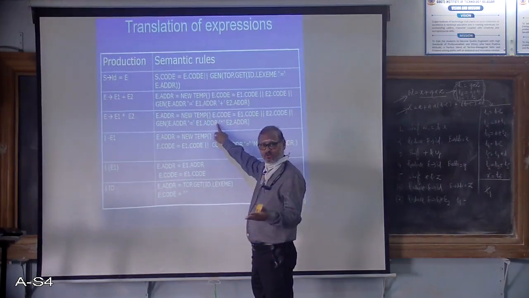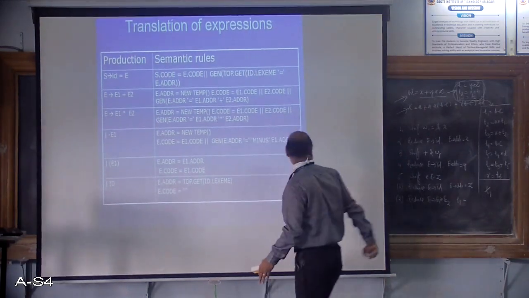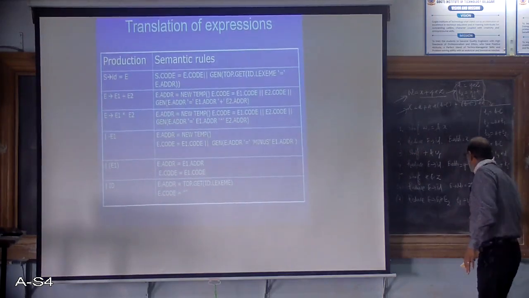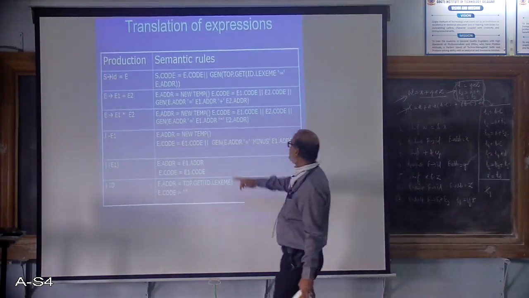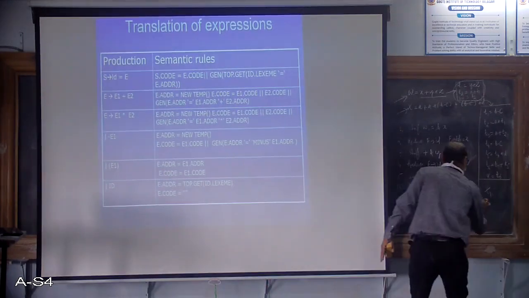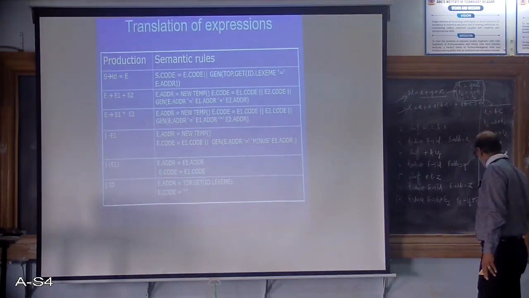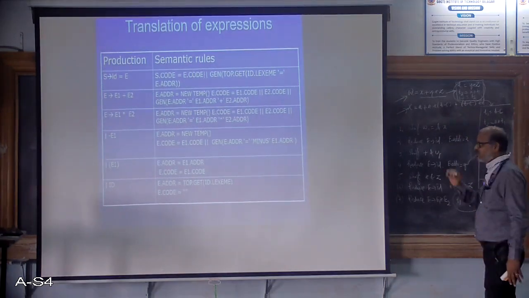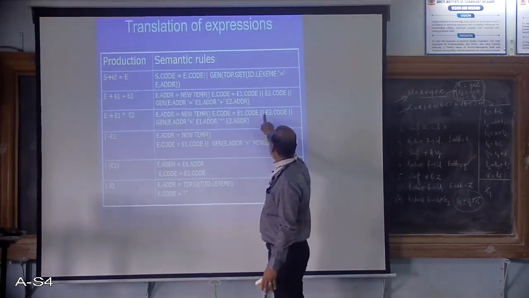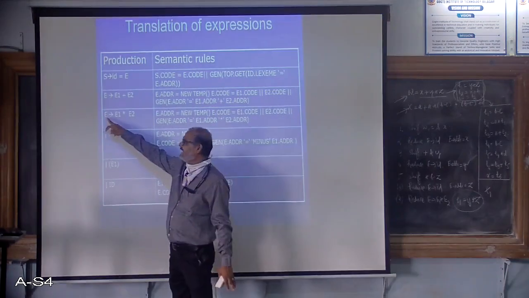There is no E1 dot code, but however we have the value E1 dot address, which is Y. Y into, okay, so what is E2 dot address? It is Z. So this is my new 3 address code that is generated. This new 3 address code has to be concatenated with E1 dot code and then E2 dot code. So that becomes a sequence of 3 address codes for the head of the production.